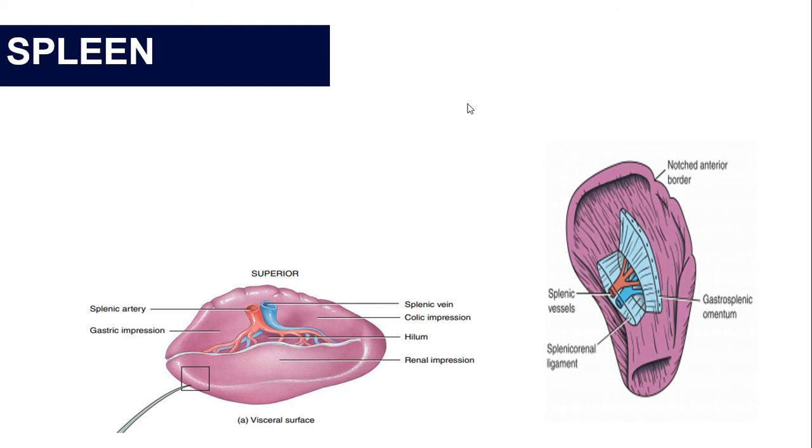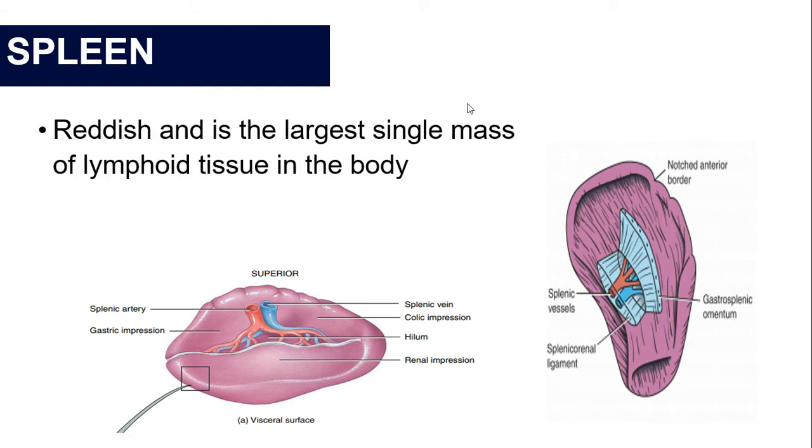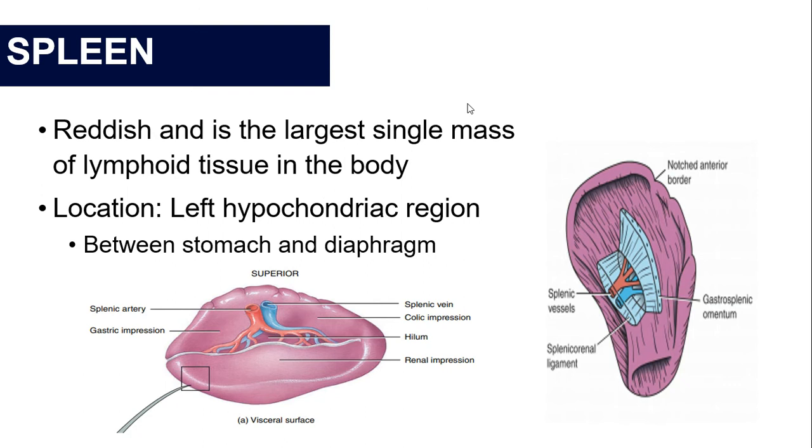So the spleen, you need to take note that this one is not classified as an accessory organ of the GIT. The spleen is reddish and it is the largest single mass of lymphoid tissue in the body. It is not a component of the GI tract despite their close relationship. It lies just beneath the left half of the diaphragm, close to the ninth, 10th, and 11th ribs. As you can see, the location of our spleen is at the left hypochondriac region, and it is found between the stomach and the diaphragm.